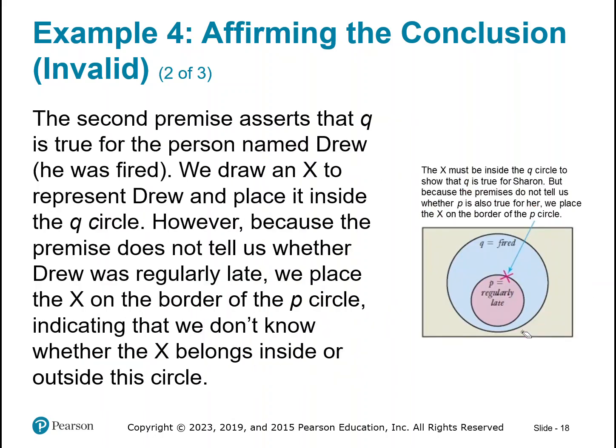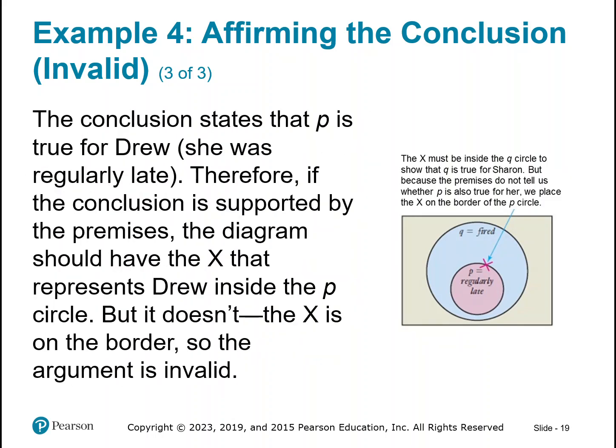So the second premise asserts that Q is true for the person named Drew. We draw, I want to just point this out right here. Sorry, that's eraser. That's not very helpful. I think something weird's going on in the writing. It's not a problem, whatever. If it's true for the person named Drew, he was fired, we draw an X to represent Drew and place it inside the Q circle, but is it bordered or not?